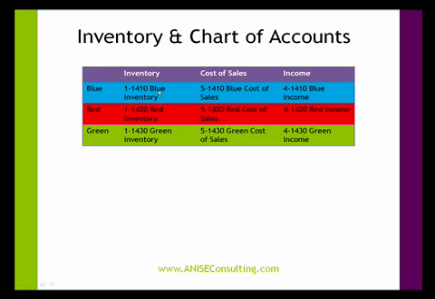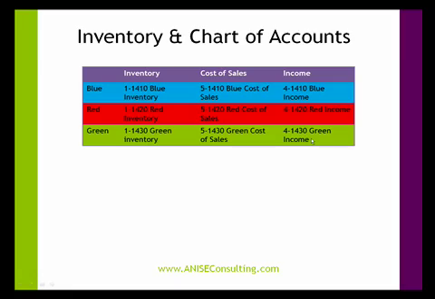So blue inventory may be 50 different items that fall under the blue category. And I track the inventory value against 1-1410, which is an asset account. I track the cost of sales of the blue items against 5-1410, which is a cost of sales account. And I track the sales, which is 4-1410, against the blue income account. Likewise, I could do this for the reds and for the green inventory.